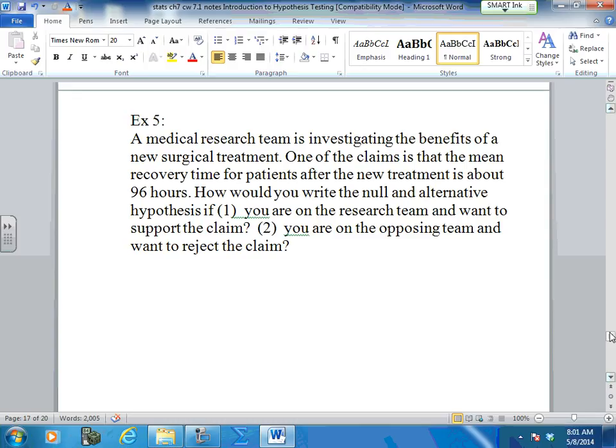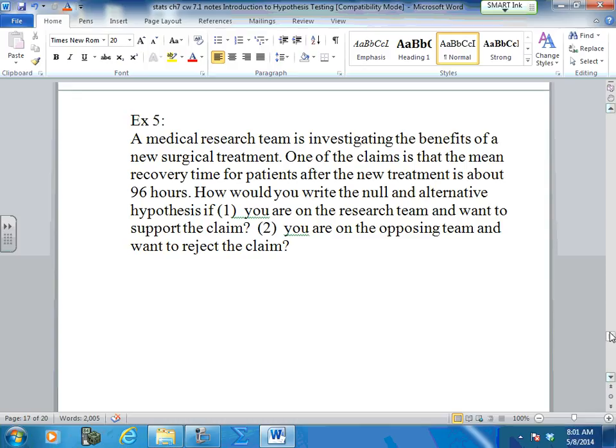So a medical research team is investigating the benefits of a new surgical treatment. One of the claims is that the mean recovery time for patients after this new treatment is about 96 hours. How would you write your null and your alternate hypothesis if you were on the research team and you wanted to support this claim? Your final answer is going to be, I support this claim or I fail to support this claim. How would you set up your claim? It's going to say about 96 hours. How would you set this up?